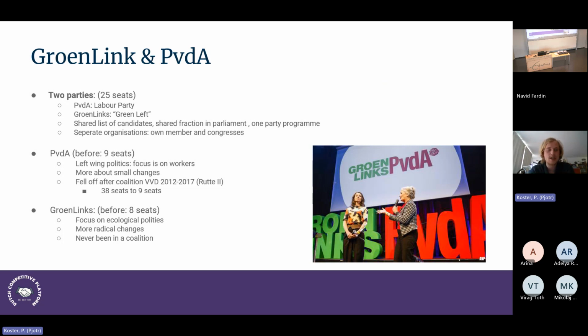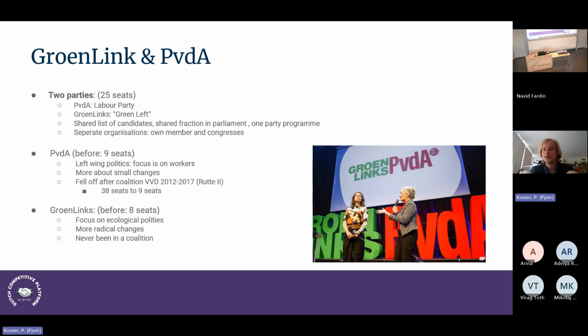Basically, what they have right now, this happens for this specific election. This was in 2023. They have a shared list of candidates with a shared fraction within the parliament, so in the first and second chamber, and they have one party program. So this is practically just two parties sharing and coming together, but they're still their separate organizations.